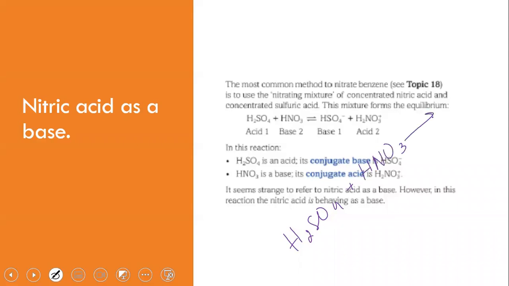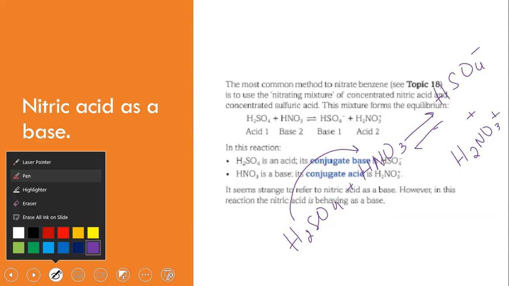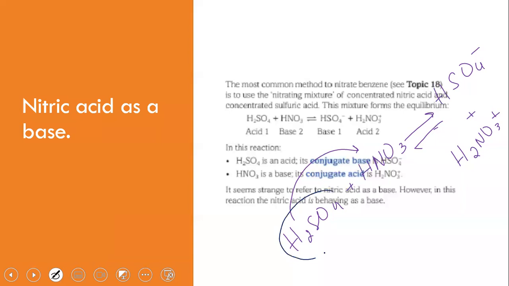In this particular situation, nitric acid will act as a base and sulfuric acid will act as an acid. You're going to end up getting 2 ions, HSO4 minus, the hydrogen sulfate ion, plus H2NO3 plus. That is, the nitric acid has accepted 1 hydrogen ion. And in this scenario, you can see in the forward reaction, sulfuric acid is acting as the acid, nitric acid is acting as the base.